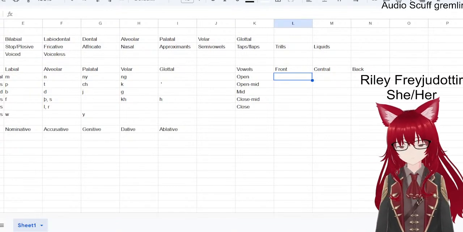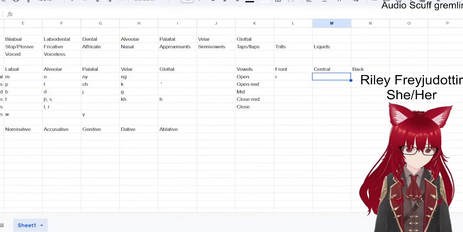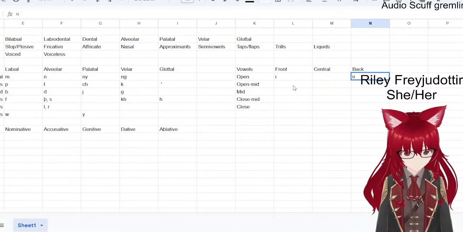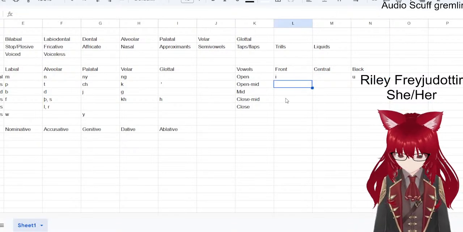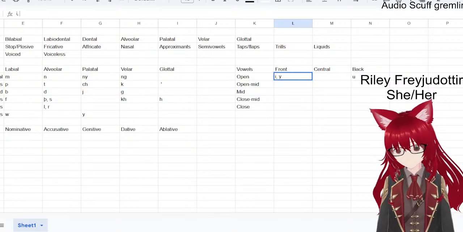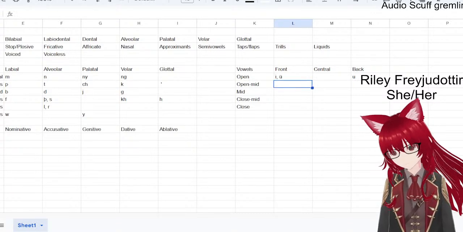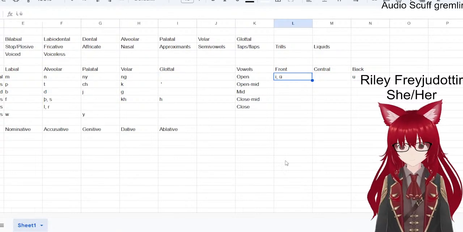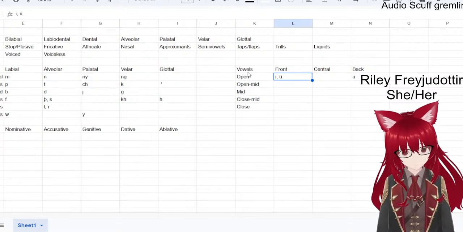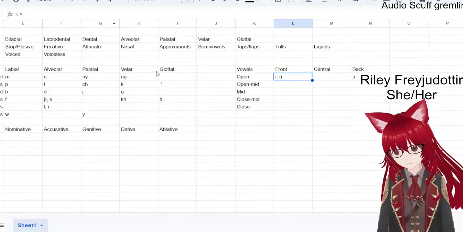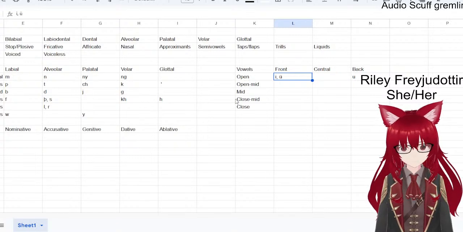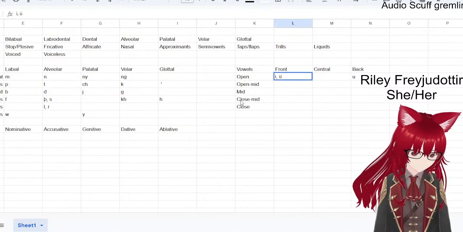So one is the open front vowel. We're going to write that with I. Another is the open back vowel. I'm going to write that with U. We're also going to make the rounded front sound, which is like the German ü. What's the difference? When you make the unrounded sound, you don't round your lips, but when you make the rounded sound, you do.